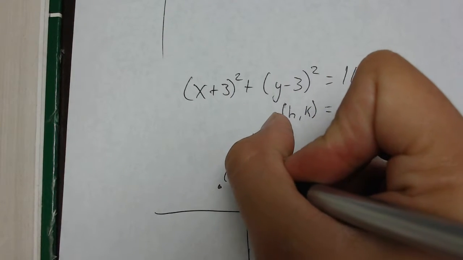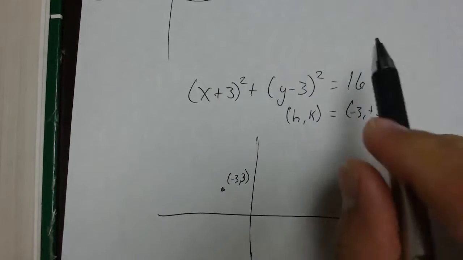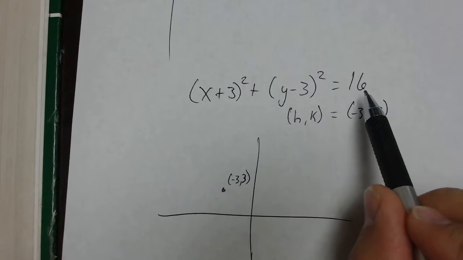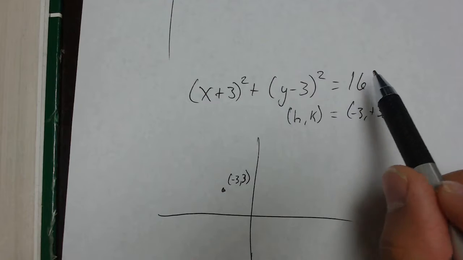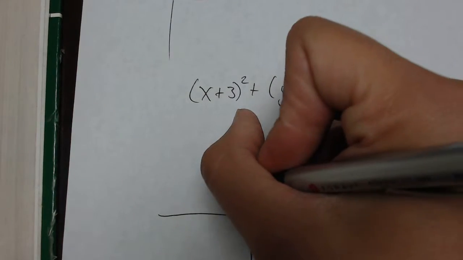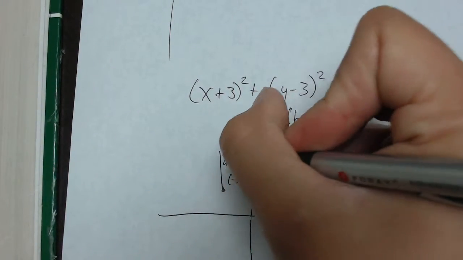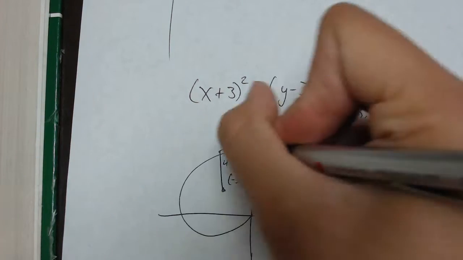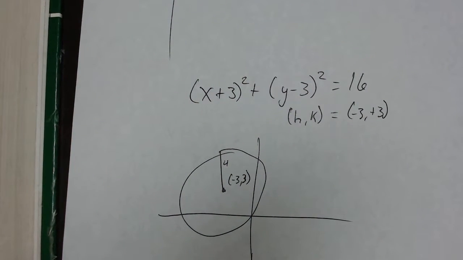So negative 3, 3. And then to find our radius, we just take the square root of this number. So that's 16. The square root's going to be 4. So we go out 4 in every direction, draw our circle. That's the graph of our circle.